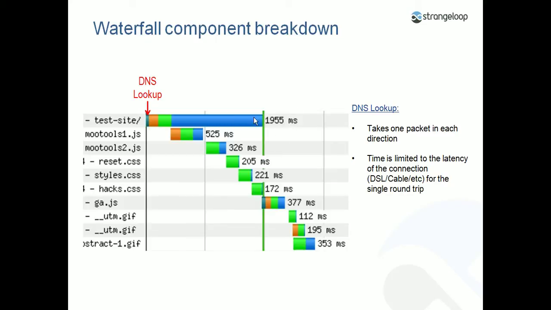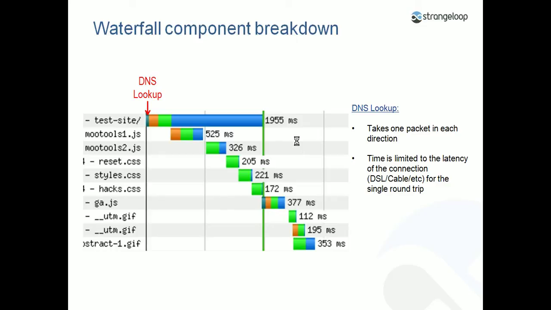Right here, this 1955 is the overall time associated to this resource, but the per object breakdown is something that the tool will also give you. So in WebPageTest, for example, there's a little table that tells you what all these timers are. So that's DNS lookup time, 1 packet round trip. You send a request to a DNS server, you get a response back, etc., etc.